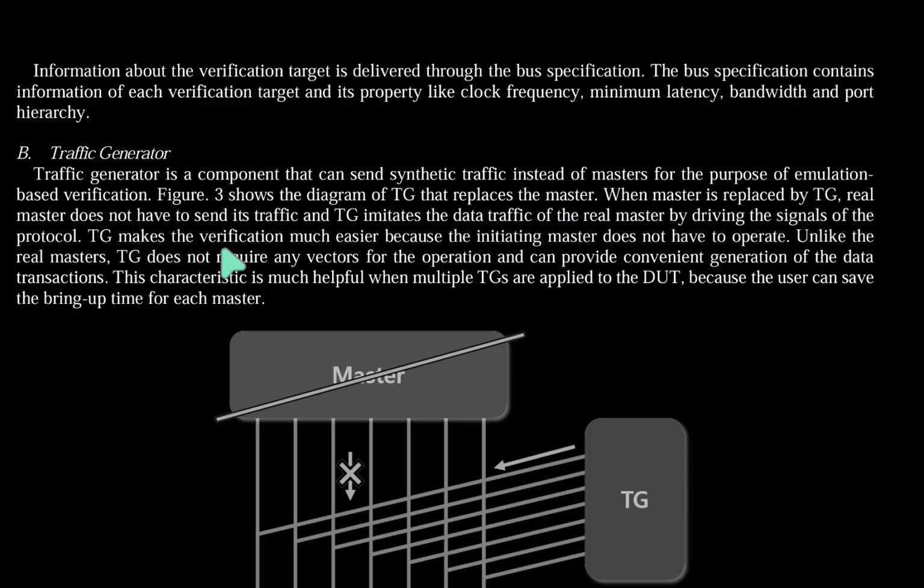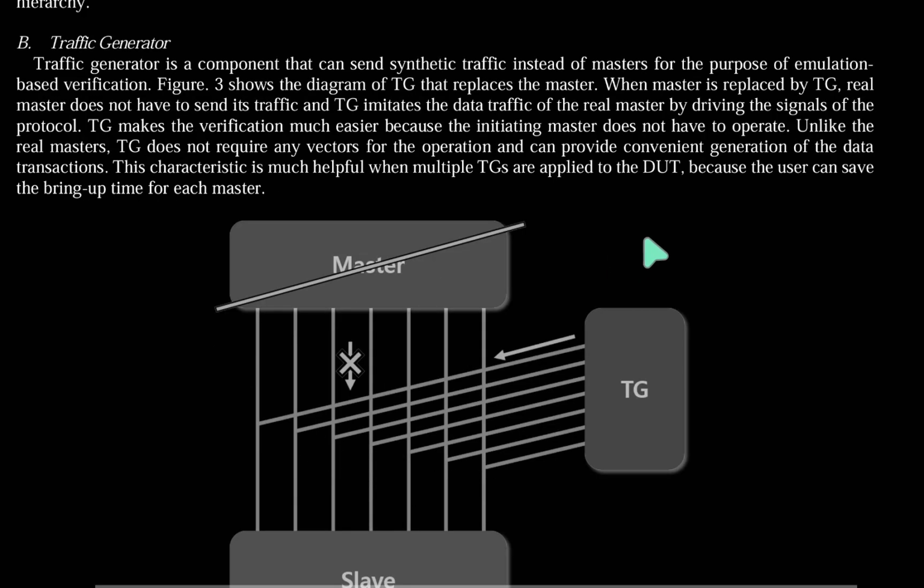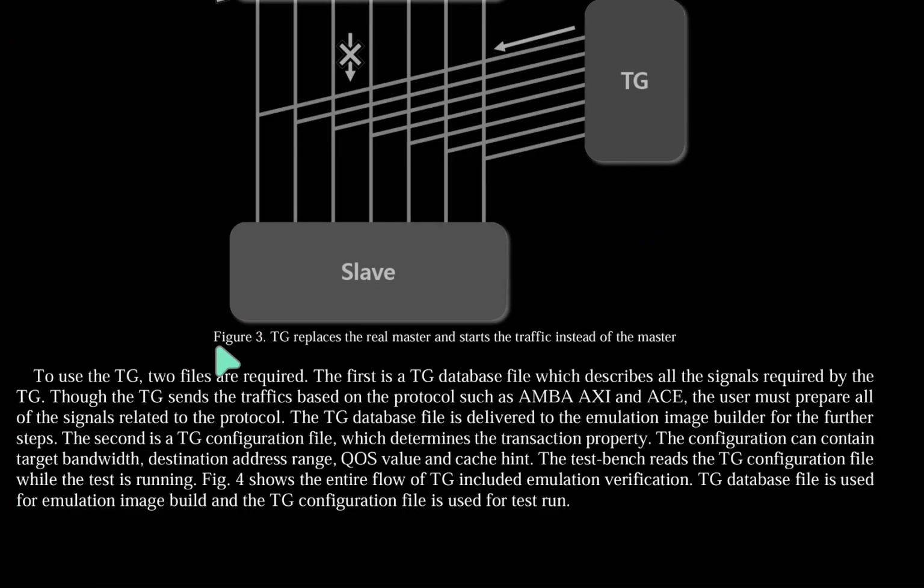TG makes the verification much easier because the initiating master does not have to operate. Unlike its real master, TG does not require any vectors for the operation, and can provide a convenient generation of the data transaction. This characteristic is very helpful when multiple TGs are applied to the DUT, because the user can save the bring-up time for each master. Figure 3. TG replaces the real master and starts the traffic instead of the master.